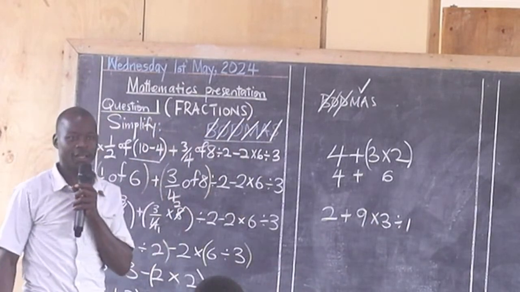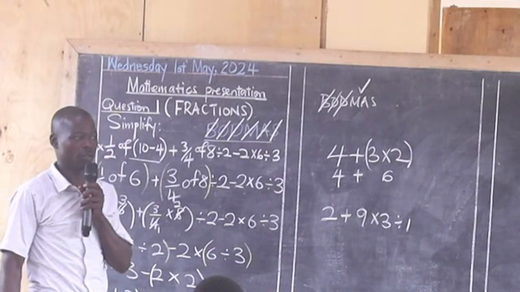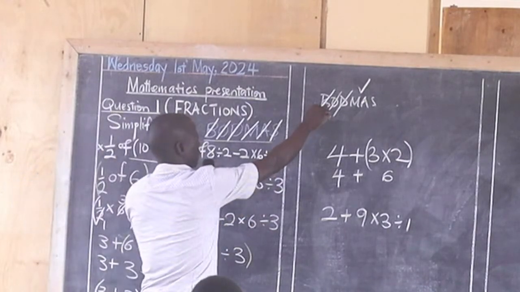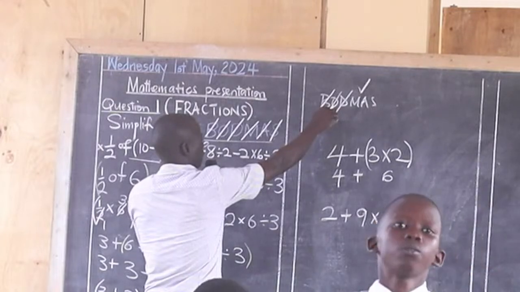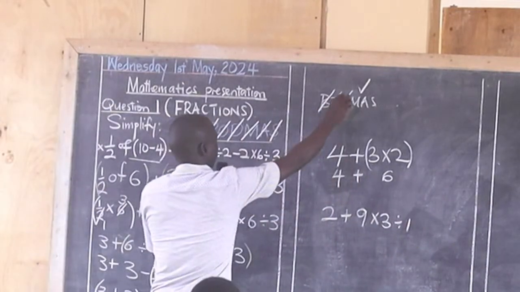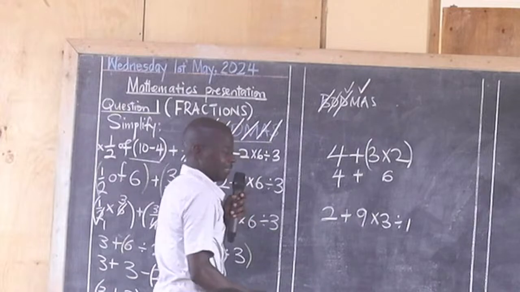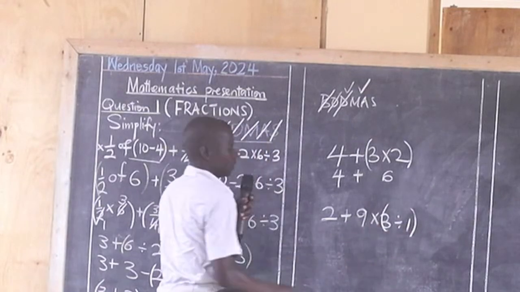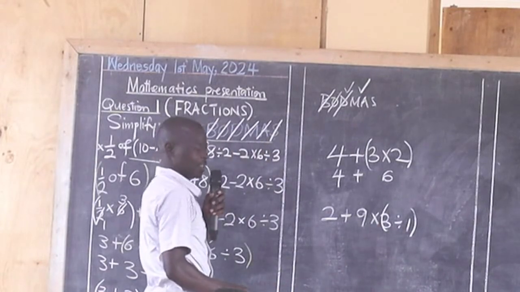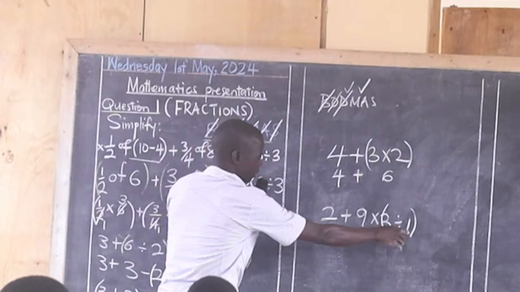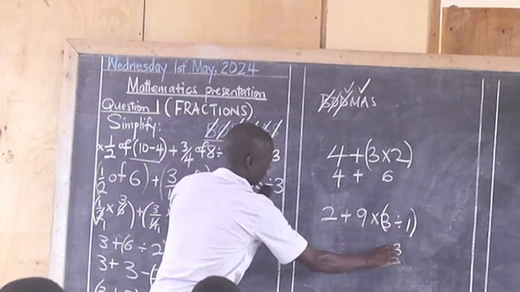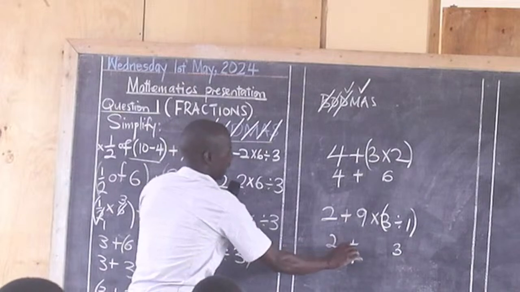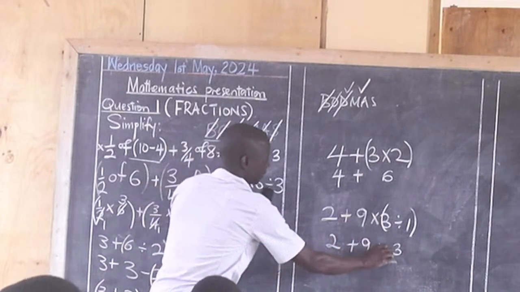How many operations are there? 3. Do we have brackets? No. Do we have of? No. Do you have division? Yes. Which numbers are divided? 3 and 1, not so? So first divide. 3 divided by 1? 3, not so? So we shall have our 2 plus 9 times that 3.